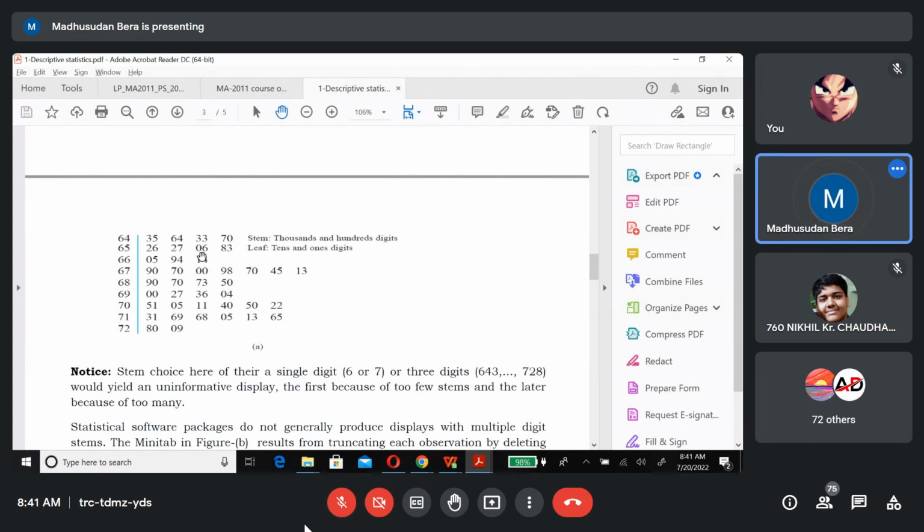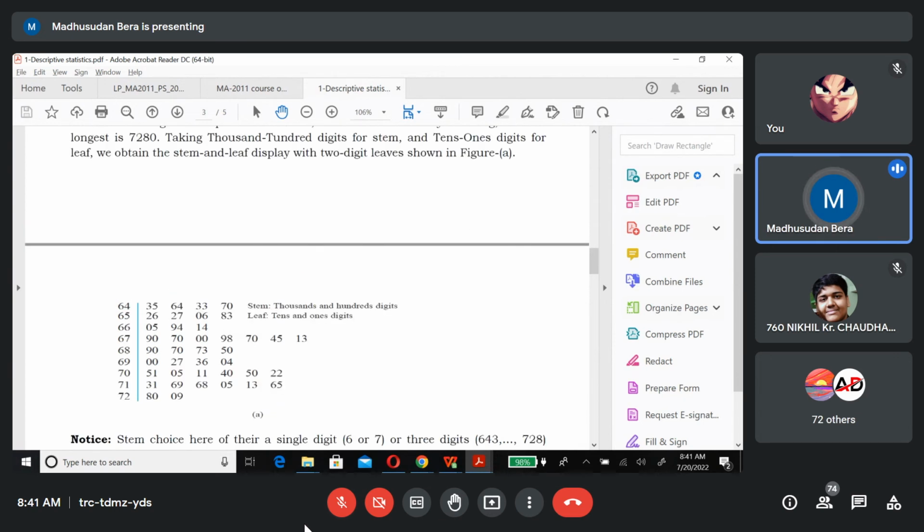From that, what can we tell? Lowest digit is 6435, highest is 7209. That is the highest number. So which one occurs maximum times? 6700 means 67,000 numbers occur most of the time. So we will get a little bit of idea about that. Some idea is clear about stem and leaf display, just to sort out the data.